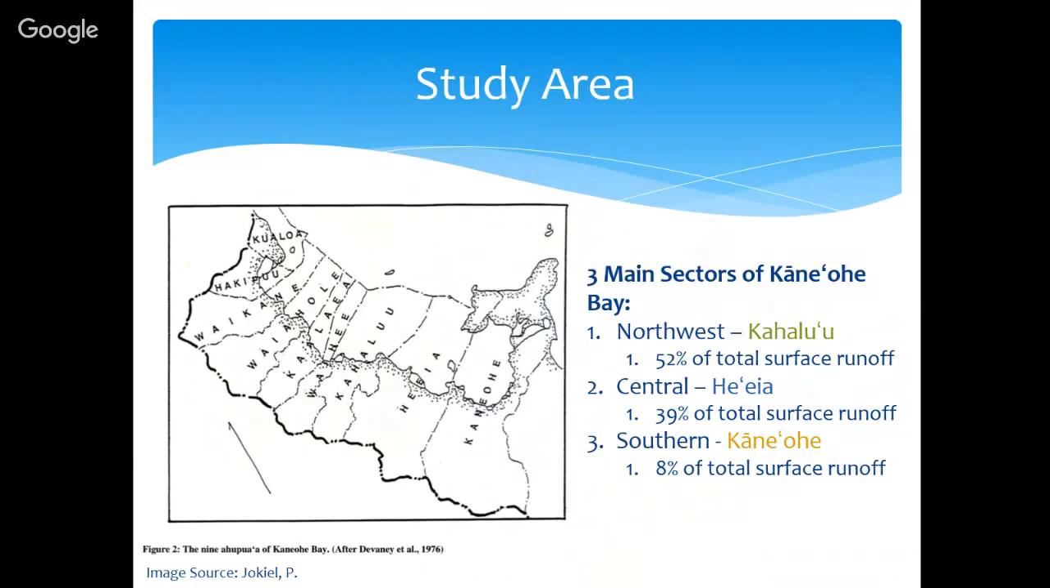And so in our study, we will specifically be looking at 3 selected watersheds within the 3 greater main sectors. Specifically, in the northwest sector, we're looking at the Kahului watershed. In the central sector, we're looking at the Shayle watershed. And in the southern sector, we're looking at the Kaneohe watershed.